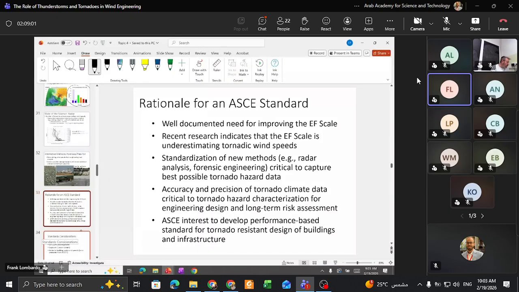So there'll be this ASCE, another standard that will basically have a list of wind speed estimation techniques. It'll include in situ measurements, it'll include tree fall, forensics, radar. So it'll have all these different methods that you can use, and there'll be sort of a standard process that you need to follow to be able to use these different methods.